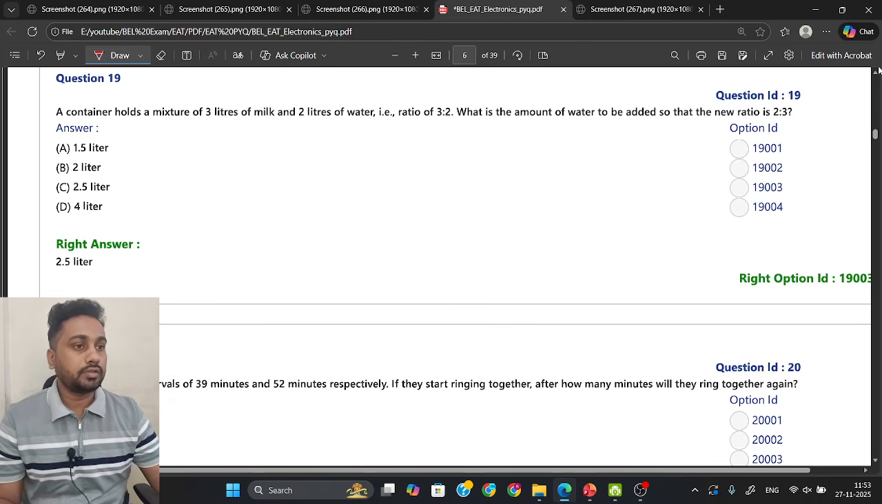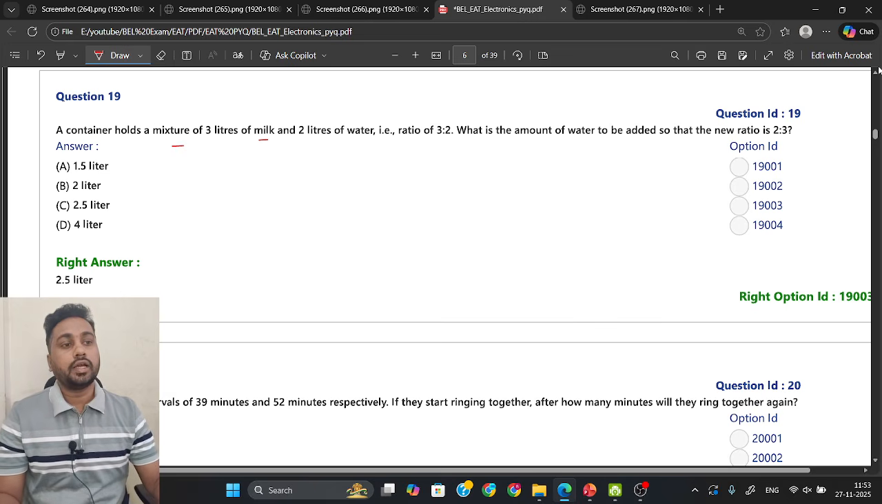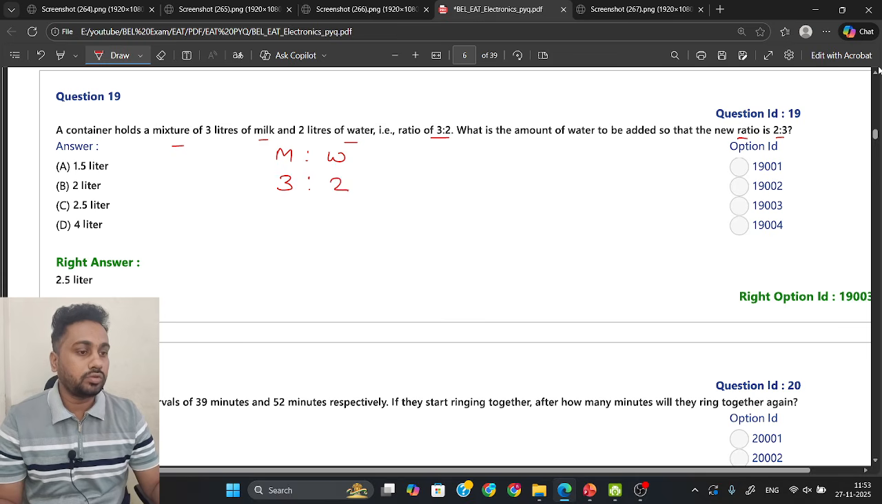Okay, now the next one. A container holds a mixture of 3 liters of milk and 2 liters of water, that is a ratio of 3 is to 2. What is the amount of water to be added so that the new ratio will be 2 is to 3? Now you see here we have the milk and water ratio given as 3 is to 2. Now it's asking how much water we will add so that the new ratio will become 2 is to 3.